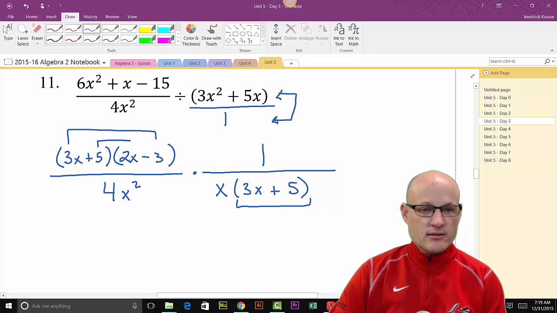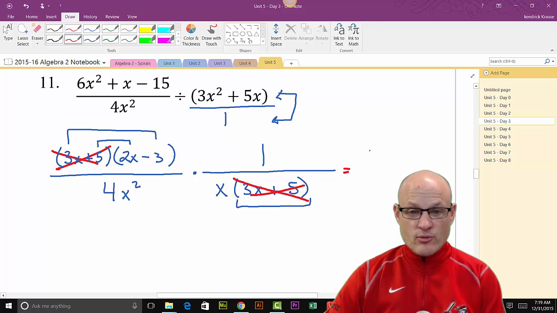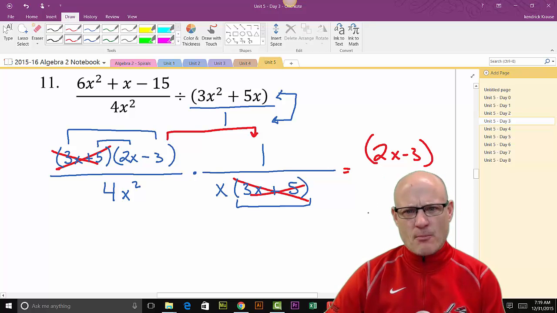-9, positive 10. That makes 1. Perfect. All right, so this 3x plus 5 cancels with this 3x plus 5, and I believe that's it. So the numerator, I just get these two things multiplied. So that's just 2x minus 3. Leave it in parentheses so you don't do anything heinously dumb.